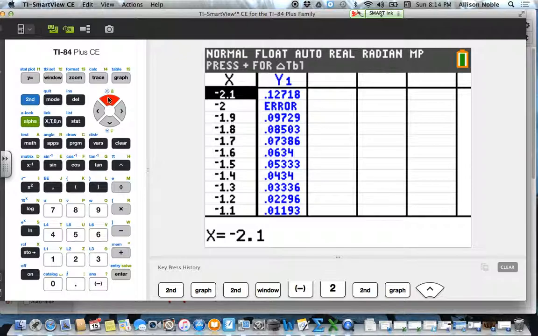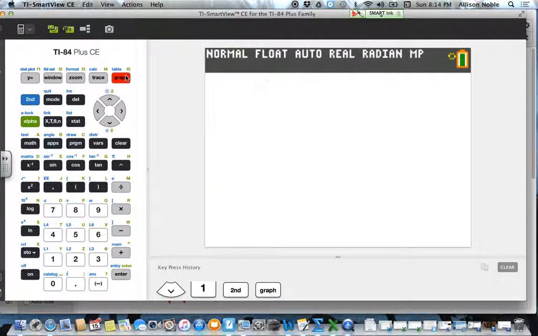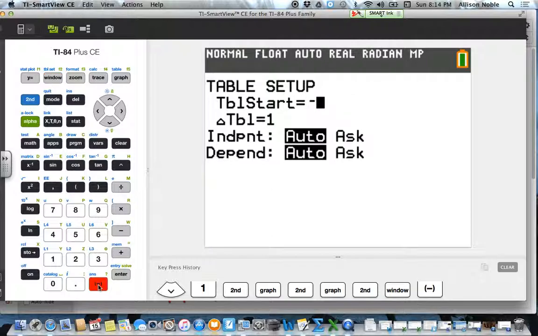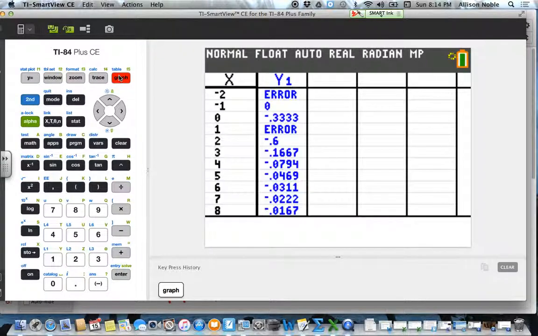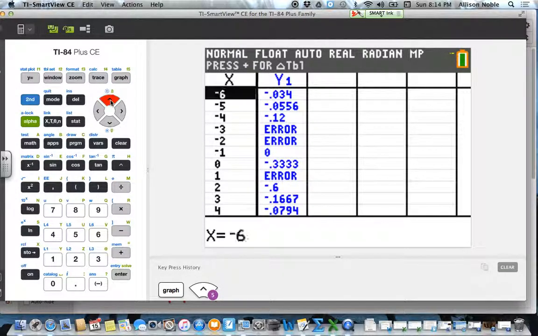And I can continue to look at these values, like reset my table so that I can look at it going by ones. And I can see kind of where my graph's going, like is it getting bigger or smaller? So as I'm going up, these values are getting closer and closer to 0. So as I go to the left, this is my end behavior. As I go to the left, my values are approaching 0. No. Well, they're increasing. I guess let's go up a little farther.